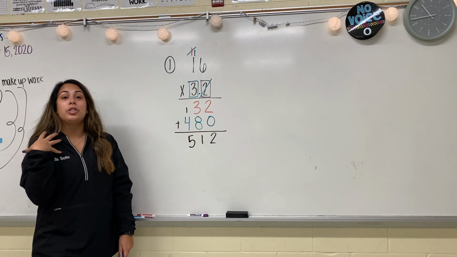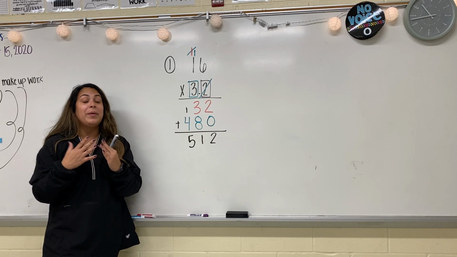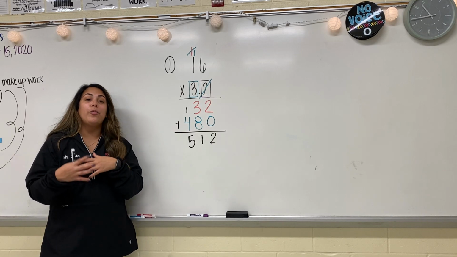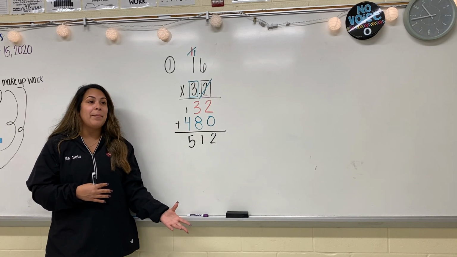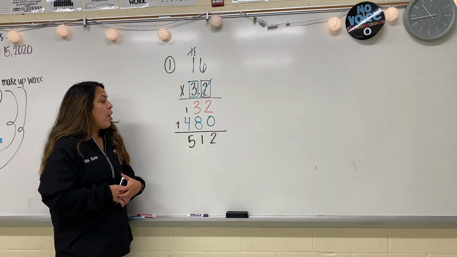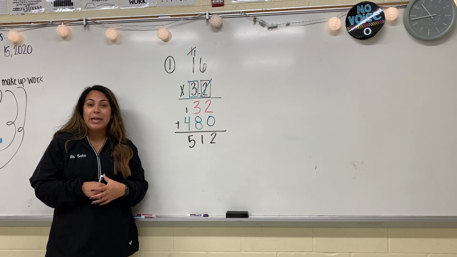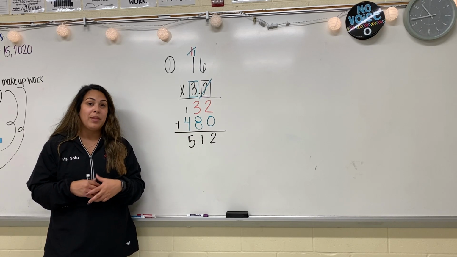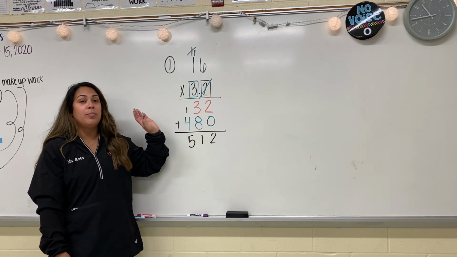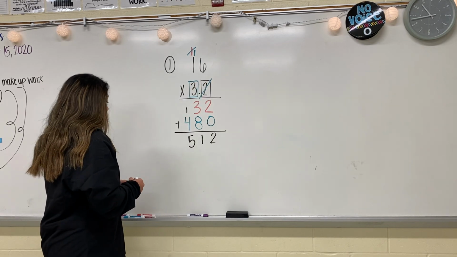Now, we are done solving. However, we are not done with our answer because in our problem, we have a decimal point. So if we are working with a decimal point, then that means there has to be a decimal point somewhere in our answer. Now, the way we do this is we do not just bring the decimal point down when it comes to multiplying. How we figure out where the decimal point goes when we multiply is we look at the problems.